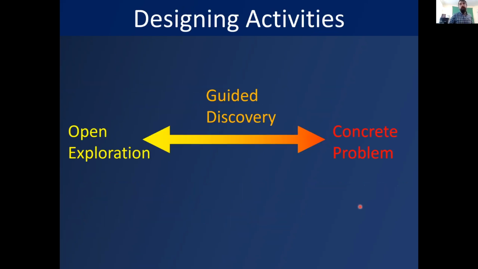The next thing I want to think about, another sort of spectrum, is that an activity can be very specific, very concrete, like solve this particular thing, take this derivative, factor this quadratic, where there's just a thing you have to do. And on the far end of it can be very open exploration.